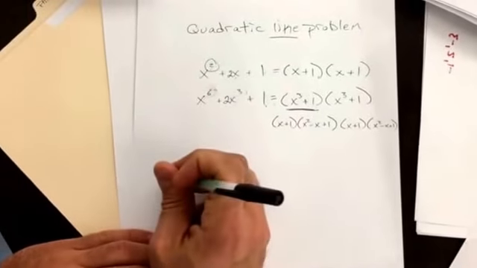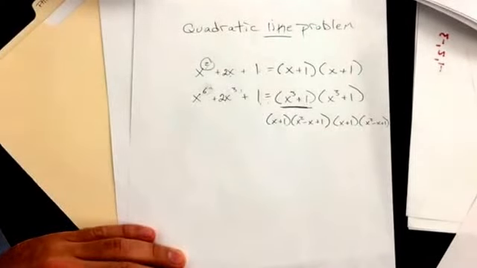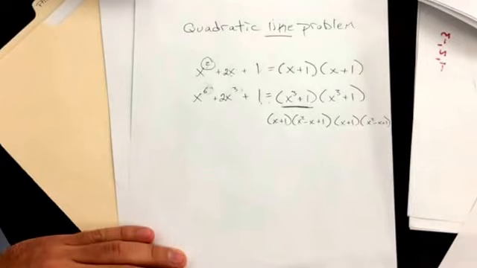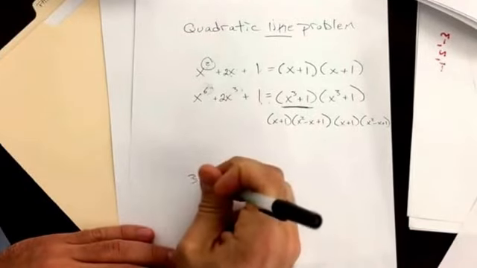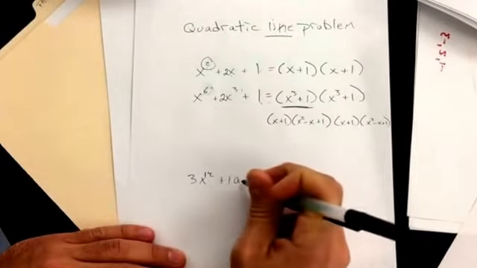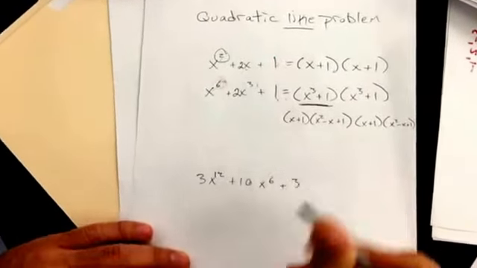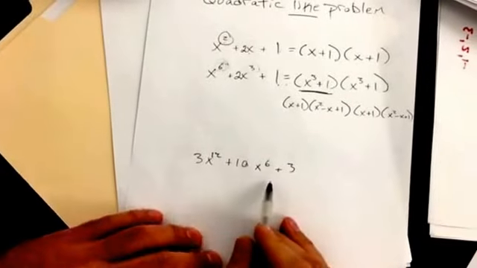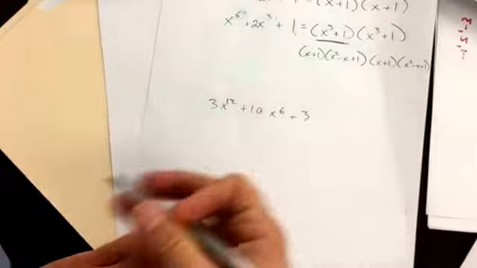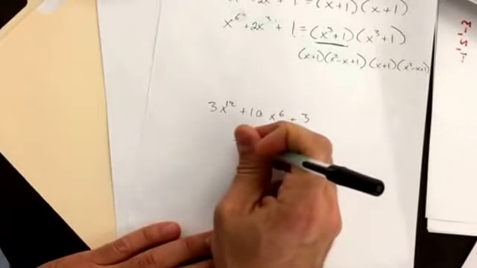Quadratic-like problems, let's say that I have something like 3x to the 12 plus 10x to the 6 plus 3. So if I was going to factor this one out, I would use the box method, but that's just me. Instead of using the box method, I'm going to show you something that probably makes more sense to you.